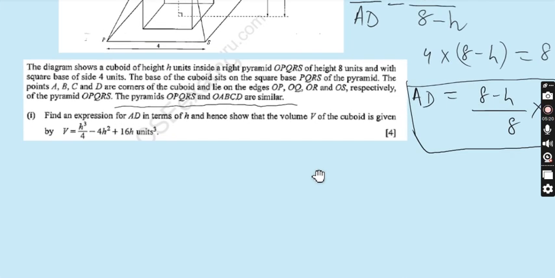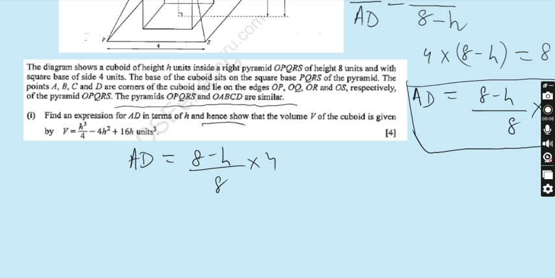The next sentence of part 1 is, and hence show that the volume V of the cuboid is given by V equals h cubed upon 4 minus 4h squared plus 16h units cubed. So students, whenever you see the word hence, hence means you have to take help from the answer of the just previous part. So we have already found AD as (8 minus h) upon 8 into 4.